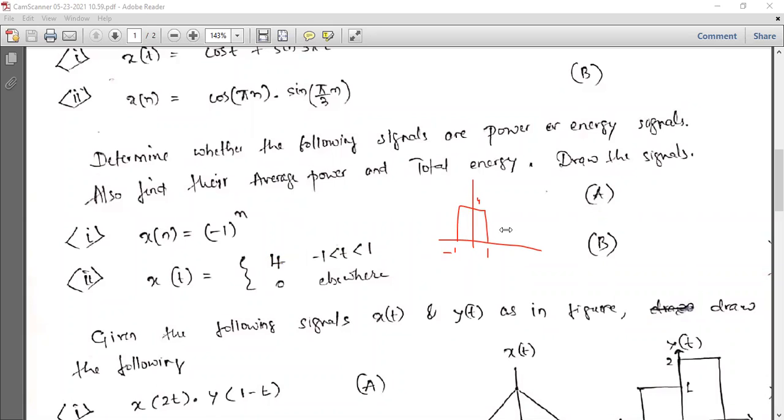Nutan was Group A. Shreya, which group? B, sir. What did you get, by the way, for this? 32 joules.